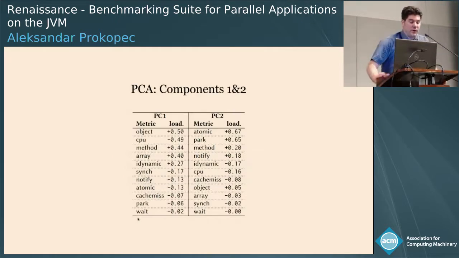And the thing that we found was interesting, because in the first component, most of the metrics that represented it somehow had to do with features which might indicate abstractions in the program. These were object and array allocations, and dynamic dispatch in particular, and with a negative correspondence, also CPU activity. And then in the second component, we found that two of the most represented metrics with the highest correlation are the number of atomic operations and invocations of park.